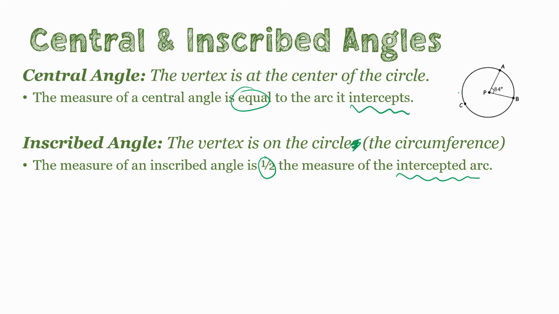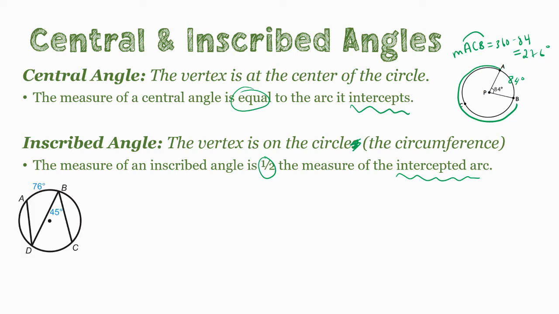Okay, so a central angle, here's an example. 84 degrees. This arc would be 84 degrees. Hey, I've got a question for you. What would this major arc be? I could ask that by saying, what's the measure of arc ACB? 360 minus 84. What's 360 minus 84? 276 degrees.